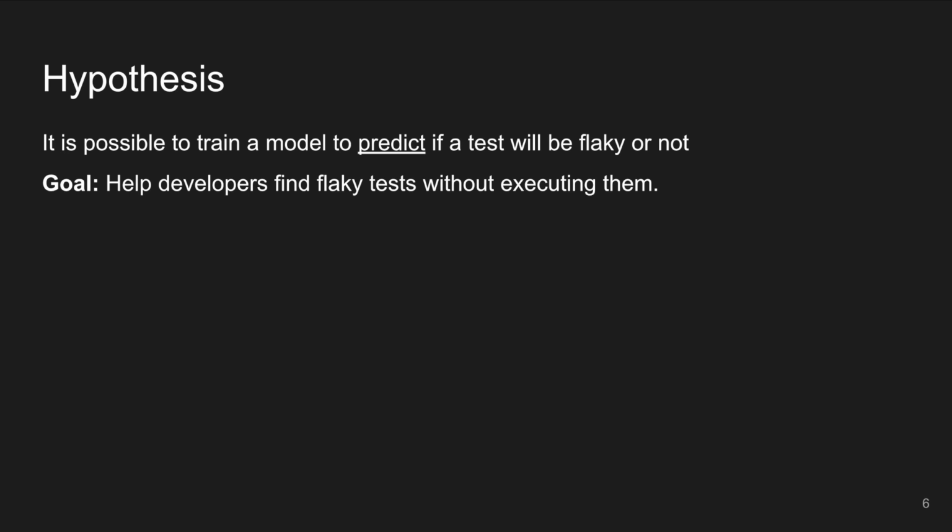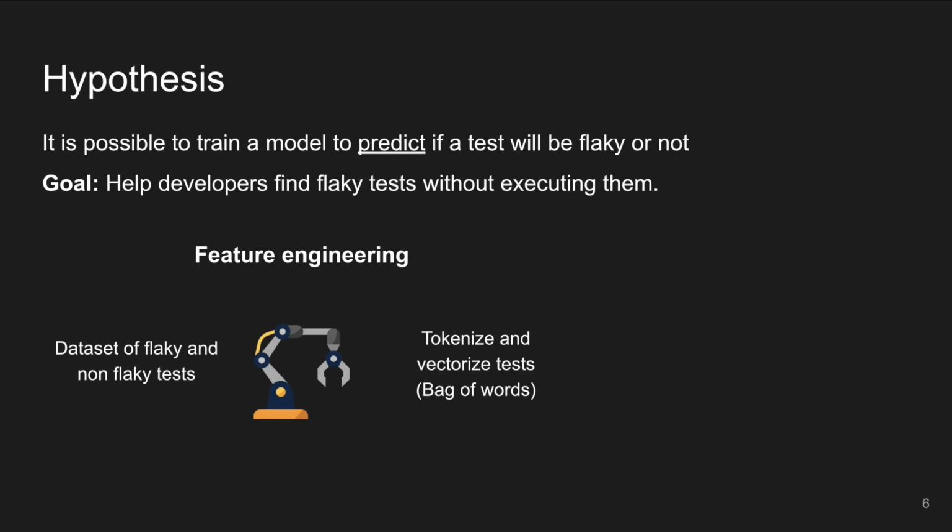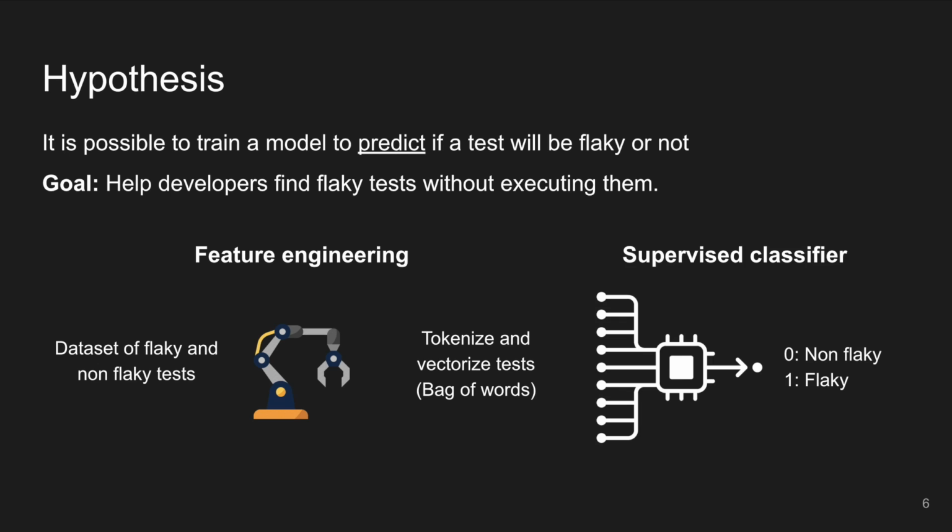Today, the main approach to fight against flaky tests is to rerun failing tests a certain amount of times, hoping that they would pass at some point. But this is a waste of time and computer resources. So we start with a dataset of flaky and non-flaky tests. We tokenize the tests and vectorize each one of them, and then we train a supervised classifier that will eventually tell us if a given test is flaky or not.